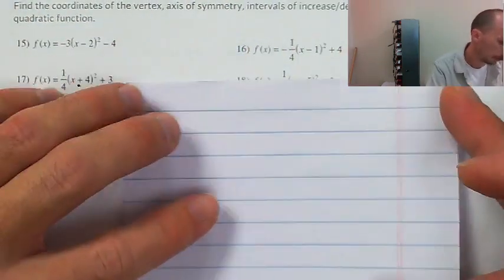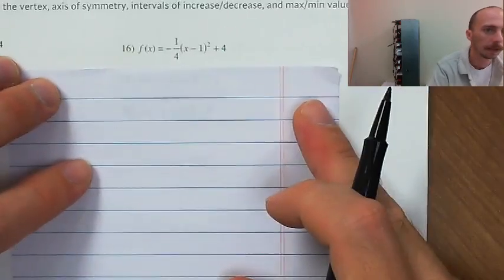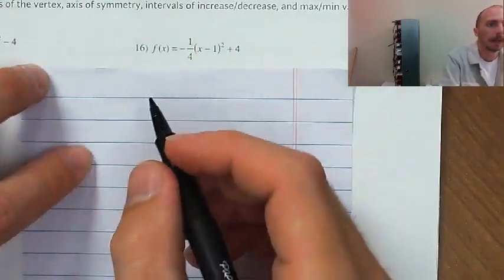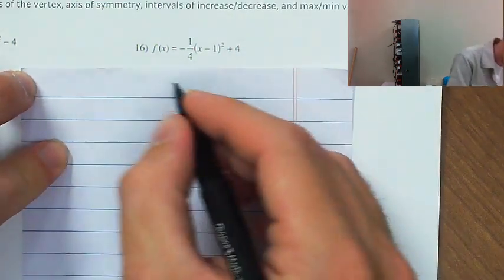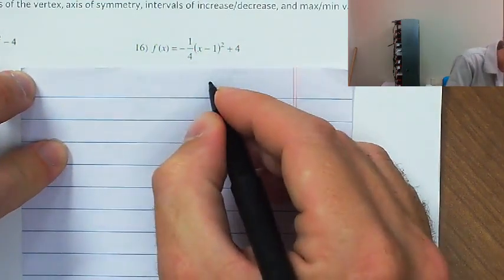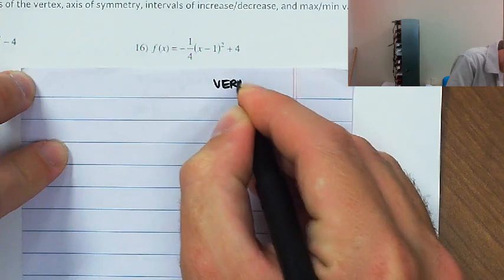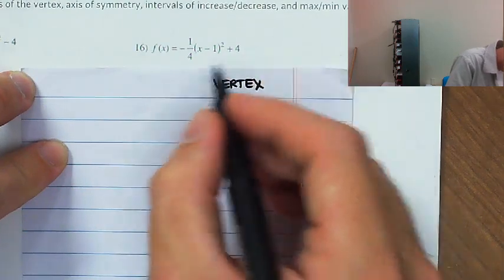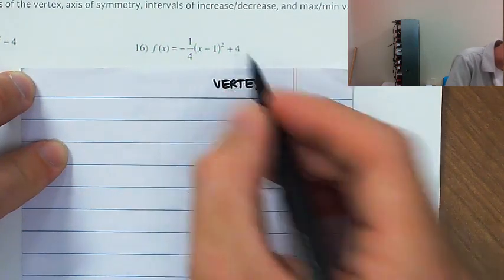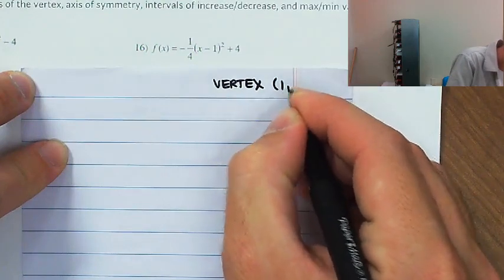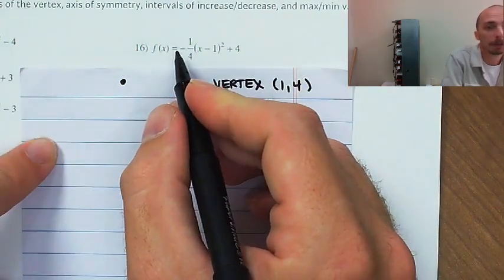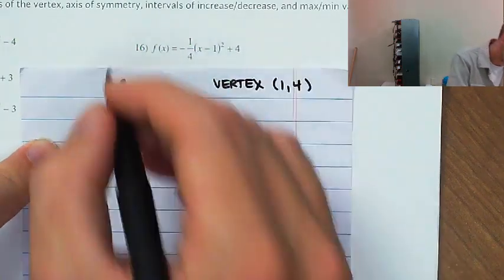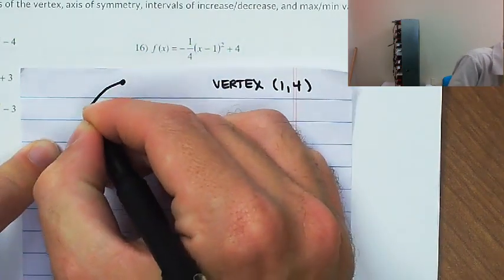Right, number 16. Negative 1/4 of (x minus 1) squared plus 4. Okay, so the vertex is going to be at positive 1 and 4. So we'll just draw that. It's going to open down because of the negative, but it's going to be relatively wide because of the coefficient of 1/4.